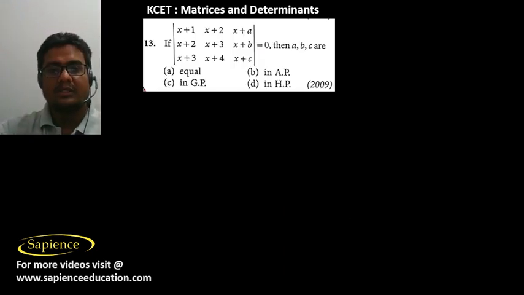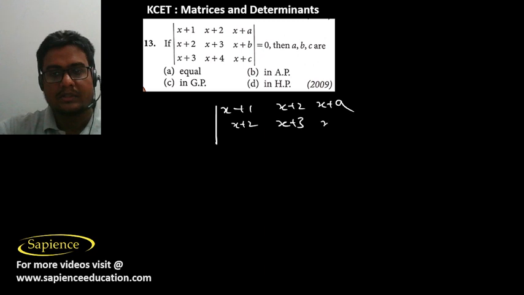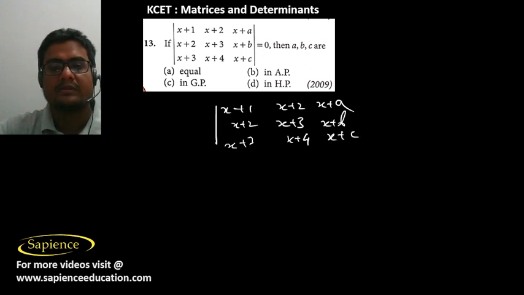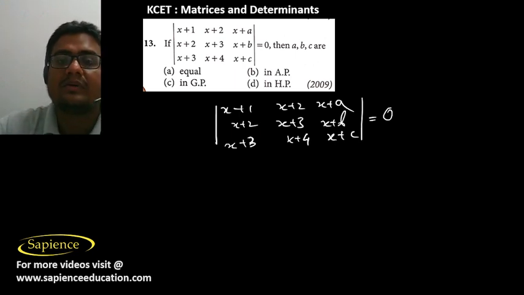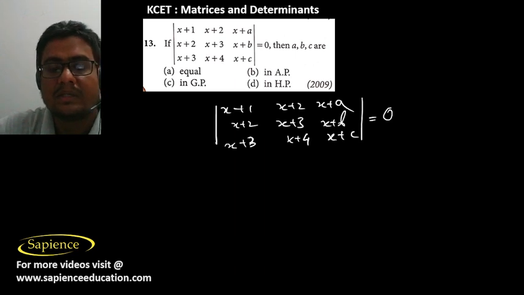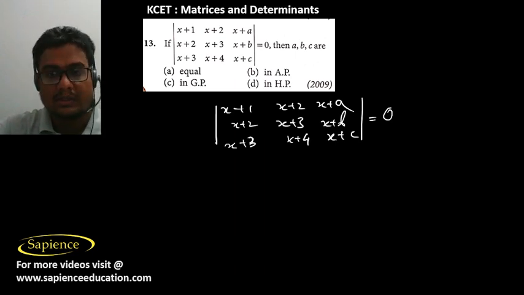Then in question number 13 it is told that if the determinant of x plus 1, x plus 2, x plus a; x plus 2, x plus 3, x plus b; x plus 3, x plus 4, x plus c is equal to 0, then a, b and c are in which kind of series? Are they equal, or are they in AP, or in GP, or in HP? So that we have to show.